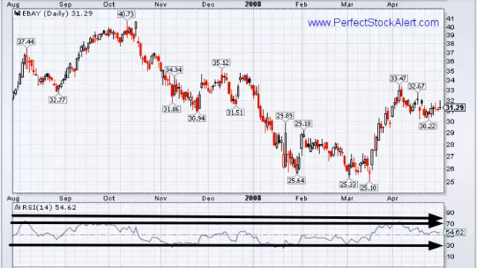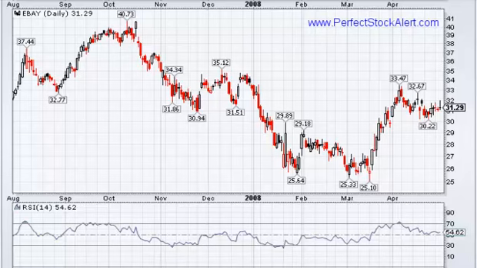The same strategy could be applied in a strong bear market, where instead of looking at situations being oversold under the 30 line, they may look for it to be oversold under the 20 line. So just keep that in mind. You can adjust it dependent on the overall market that you're in as well.